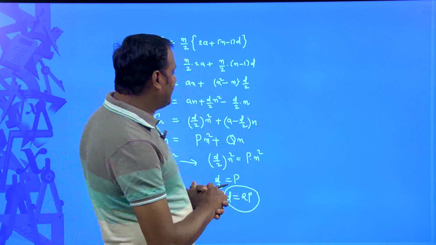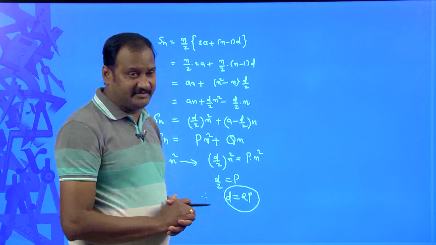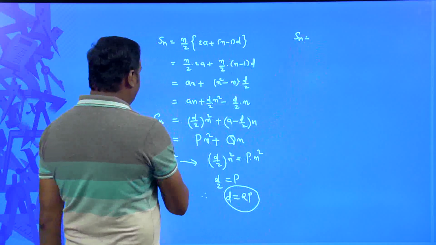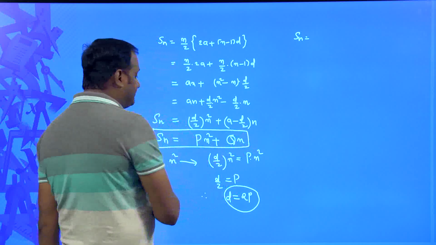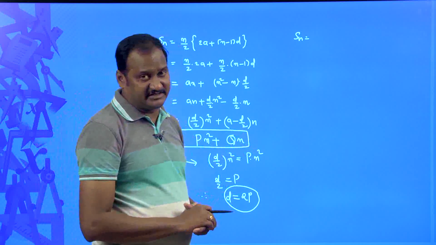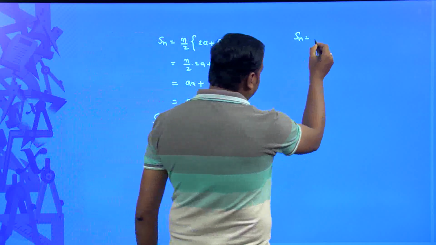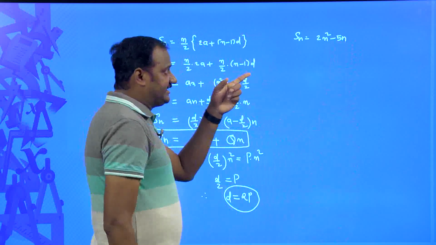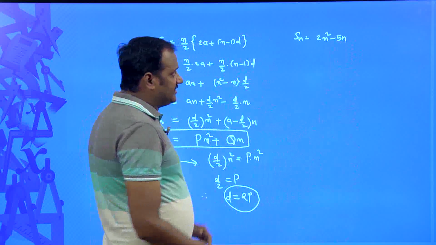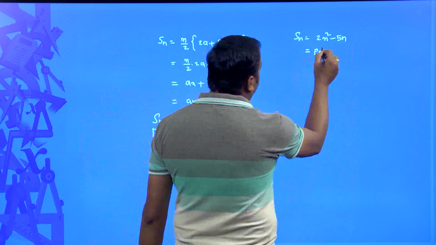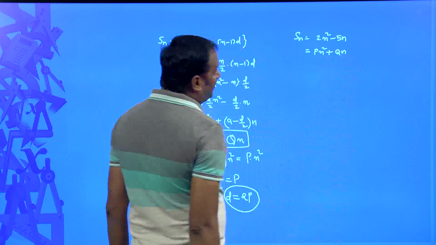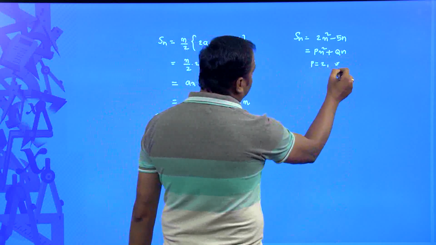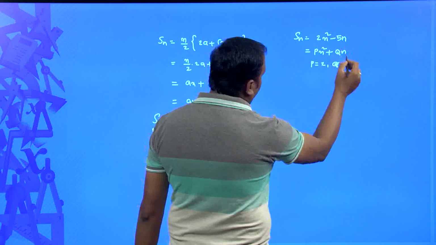Then I will give you one example and we will discuss sum to n terms of arithmetic progression. See, sum to n terms of arithmetic progression is in the form of Pn square plus Qn. It means it is a second degree expression without a constant. So, Sn is equal to 2n square minus 5n, correct. Is it in second degree form without a constant? Absolutely. So, it is in the form of Pn square plus Qn. Then what is the value of P and what is the value of Q there? P is equal to 2 and Q is equal to negative 5.